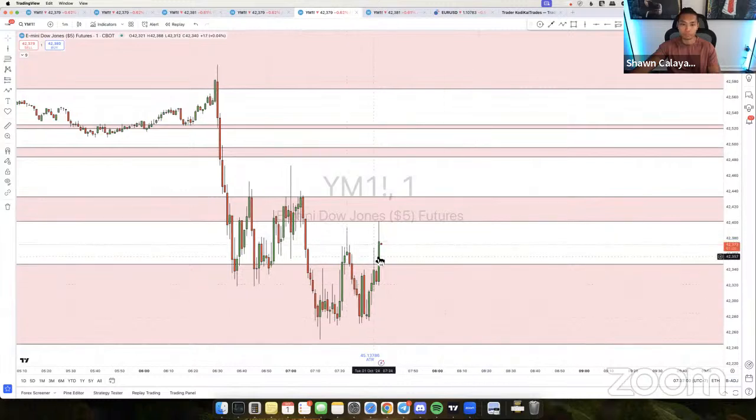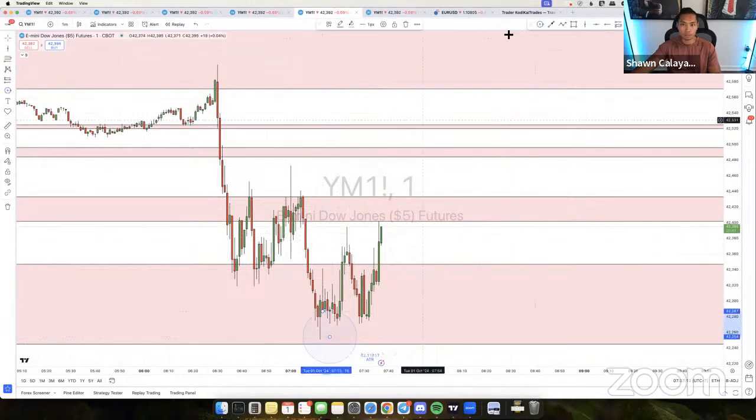So, all right, guys, I'm going to wrap this up for the day. We have a few minutes till we get closer to 8 o'clock, but there's just nothing for us to take here. Price is still stuck within the support and resistance right here. Price never got out below it or above it.